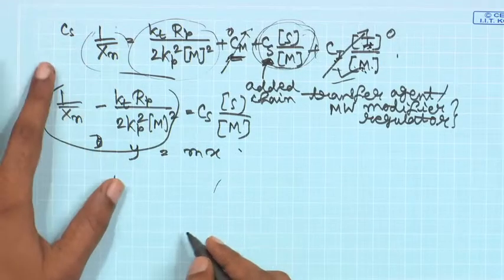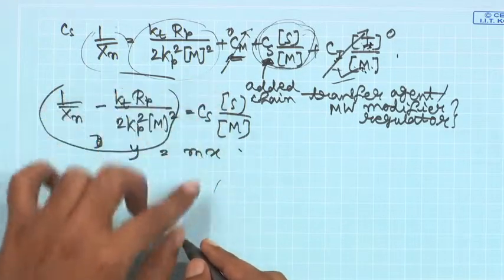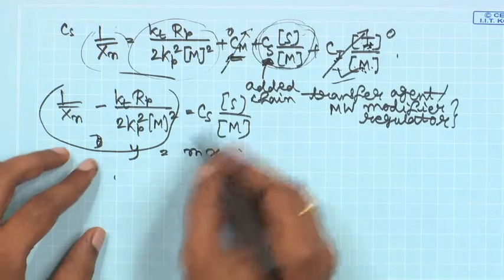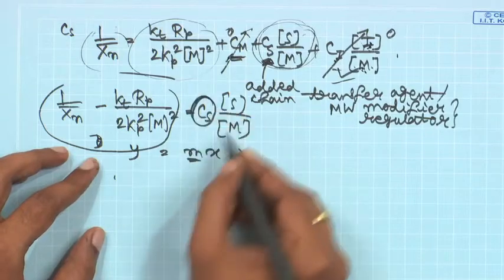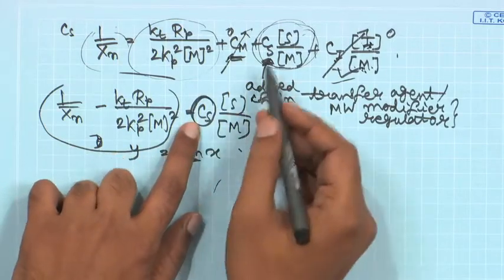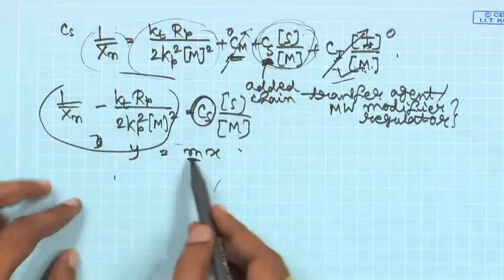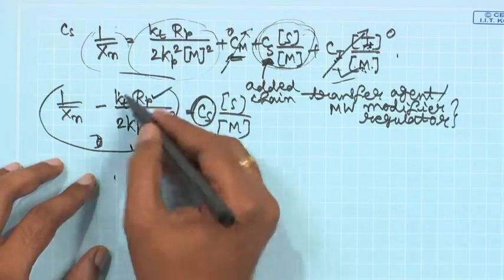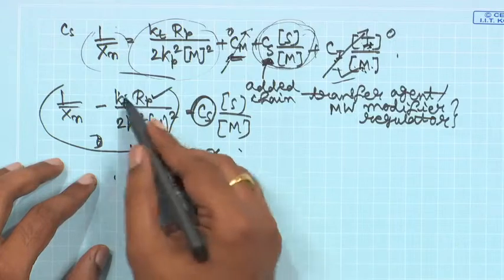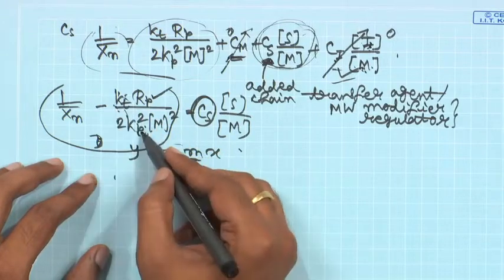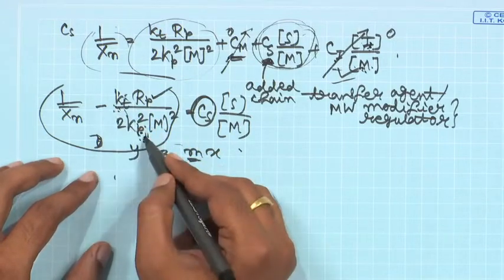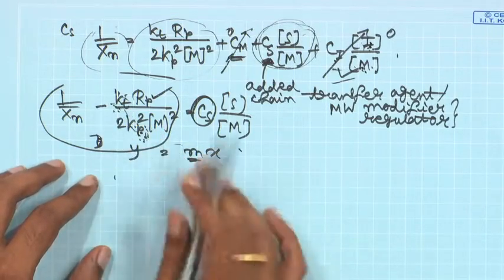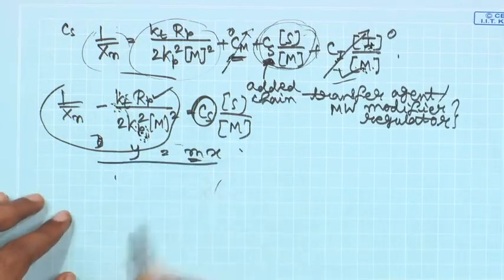So, you can plot this term versus this term. If you do that, the slope will give you directly the value of Cs, because these things are measurable, and also for example Rp you can find out, Kp square by Kt you can find out by different means. We have already talked about it when we were trying to determine the value of Cm, the monomer chain transfer constant, we could find this value Kp square by Kt, so on and so forth. So, you can do like this.